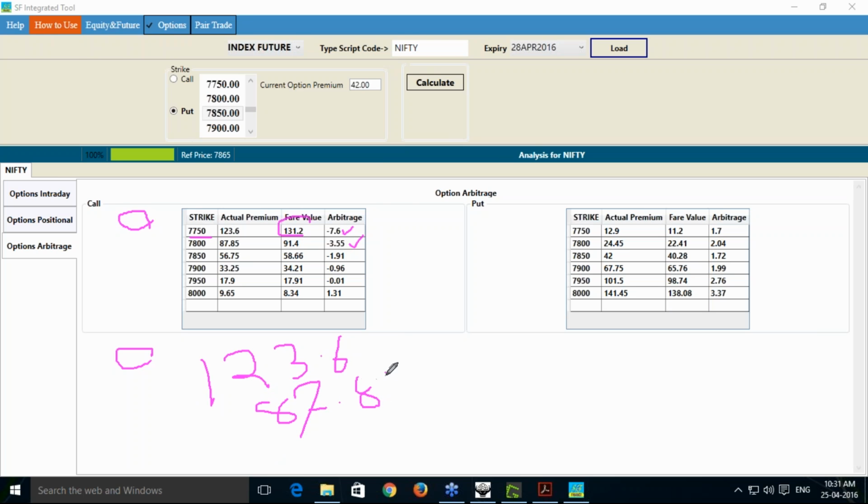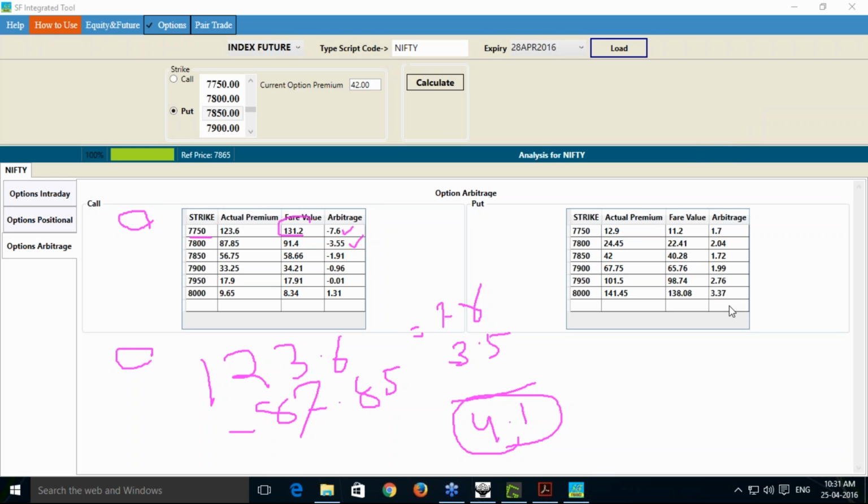87.85. So if this is the price I am buying and this is what I am selling, I will be getting 7 rupees 60 paisa extra value here. I will be sacrificing 3.5 here. So I will be getting 4 rupees and 1 paisa. This is the arbitrage opportunity I can make. So if I'm selling 7,800 and buying 7,750, I can enjoy some 4 rupees 10 paisa as arbitrage value, arbitrage profit here.